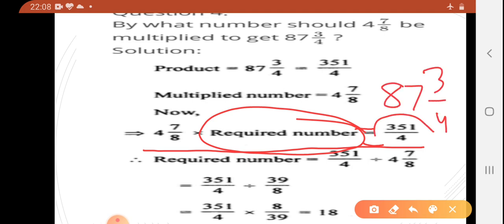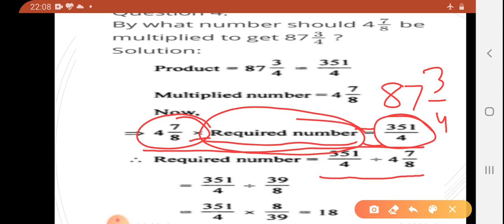We have changed it into a mixed fraction. Now here what we can say is the required number will be equal to this. When we bring it to the other side, because here the multiply sign is there, it will change into divide. So 351 upon 4 divided by 4 whole 7 upon 8, and then we will solve it. We will get the answer 18.